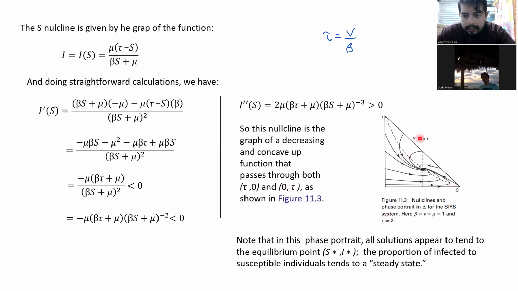So we see how the behavior is, of course. We can say that this is an asymptotic equilibrium. In this phase portrait, all solutions appear to tend to the equilibrium point (S prime, I prime), and the proportion of affected and susceptible individuals tends to a steady state.